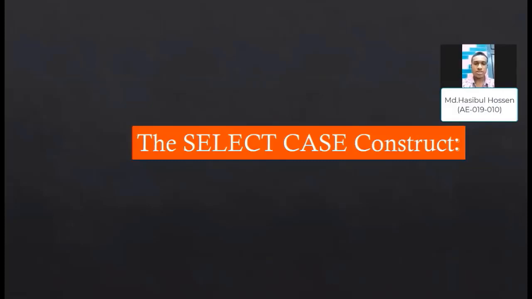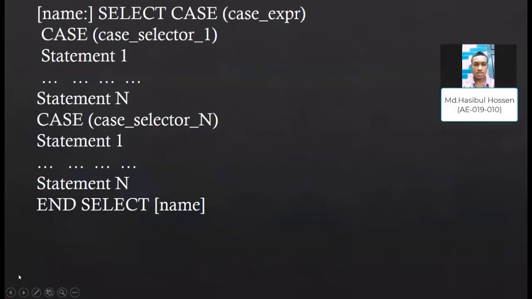So here is the structure of the select case construct. First of all, select case, then the case expression. Here the case expression is a variable which can be integer, character, or logical. Then case selector 1. If case selector 1 is true, then it will execute code block 1.